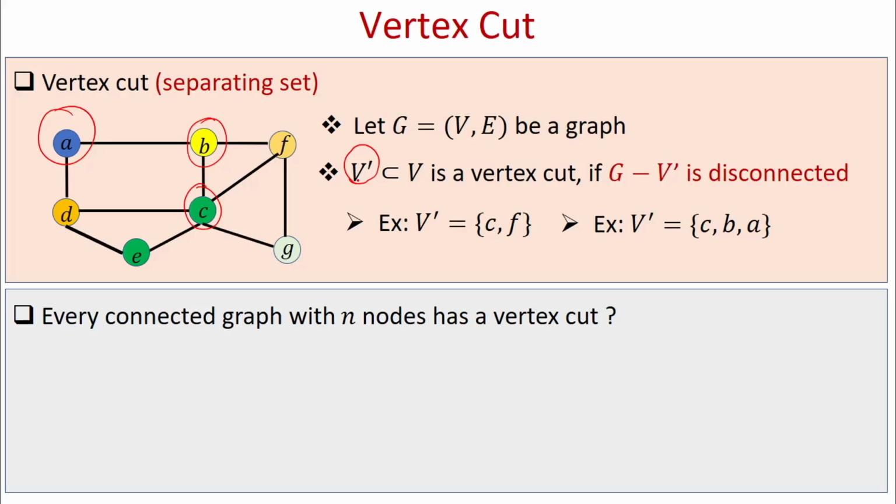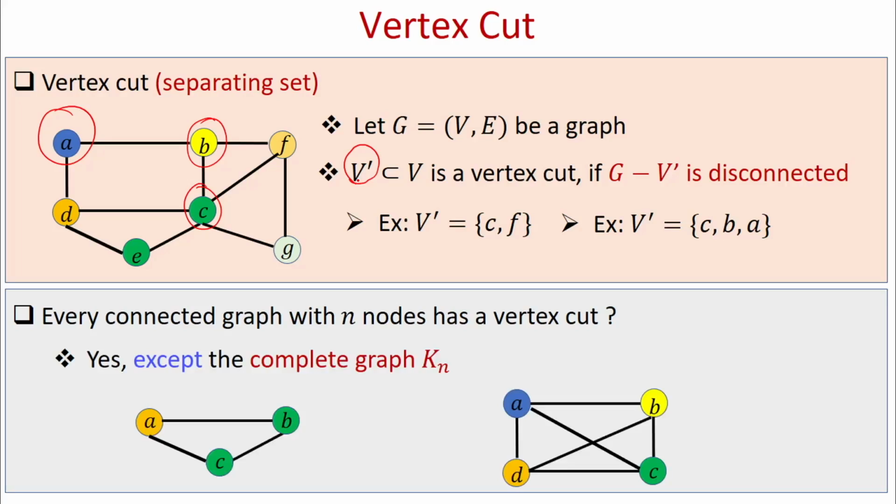Okay. So now the question is, can I say that every connected graph which has n nodes has a cut vertex? And the answer is yes, except when the graph is a complete graph, right? So if you take a complete graph of n nodes, even if you remove up to n minus 1 nodes, your graph still remains connected, the reduced graph, right? So remember, my V prime should be a proper subset of the vertex set. You can't say, okay, delete the entire graph itself, because if you delete the entire set of vertices, the entire graph vanishes. So in a complete graph, at max, you can delete up to n minus 1 nodes with a hope to get a disconnected graph, but that's not possible.